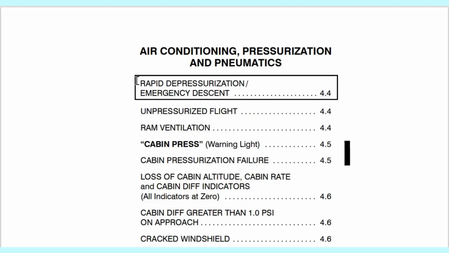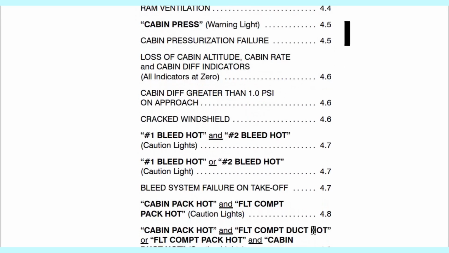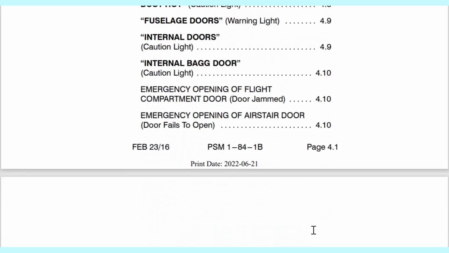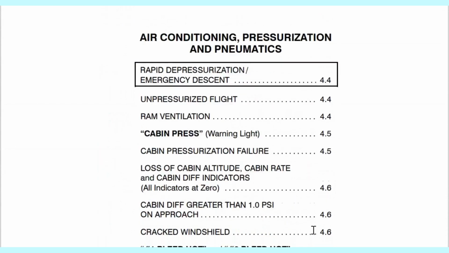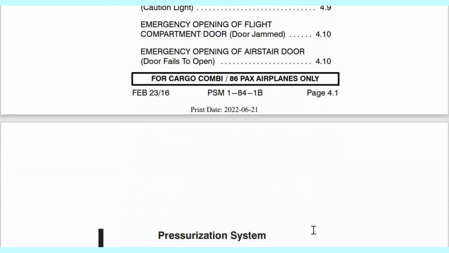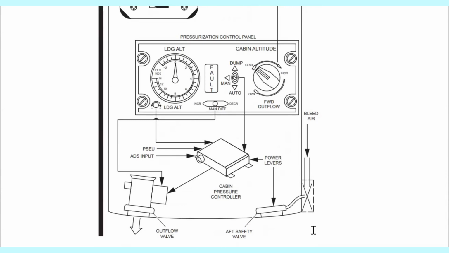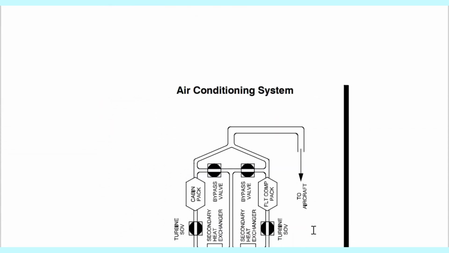So we're going to talk about all these items as we go along, just to understand what they are and what they mean and how we deal with them when we get those types of faults, if we ever get them. Here what I'm browsing through is just the schematic of the air conditioning system, which you can get from the AOM, but then we start from here. The very first one is rapid depressurization emergency descent.